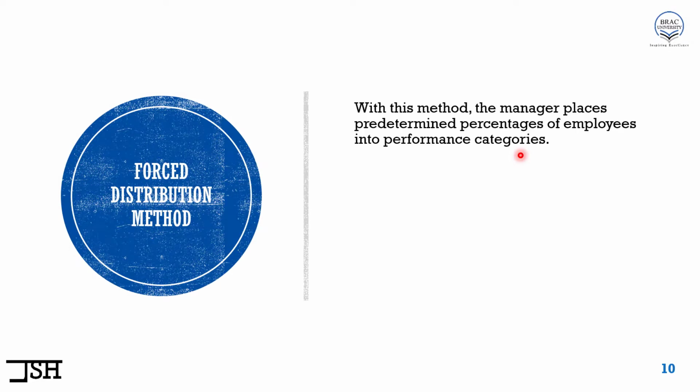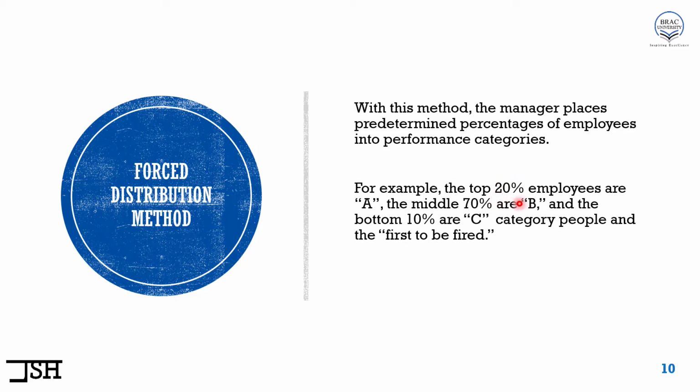So just to give you an idea again, with this method, the manager places predetermined percentages of employees into performance categories. So as we have seen earlier, we have predetermined percentages, and based on that, we categorize employees into promotable, unchanged, and to be fired. So let me give you another example. For example, the top 20% employees are A category, the middle 70% of employees are going to be B category employees, and finally, the bottom 10% of employees are going to be in the C category, and maybe the first to be fired.